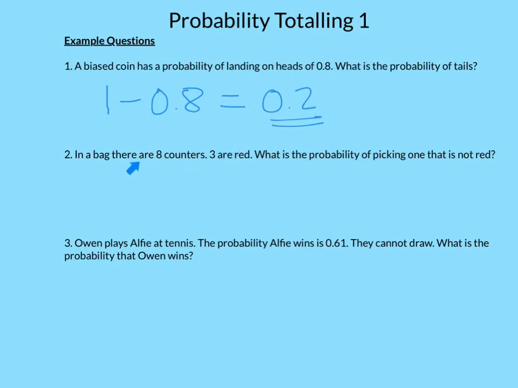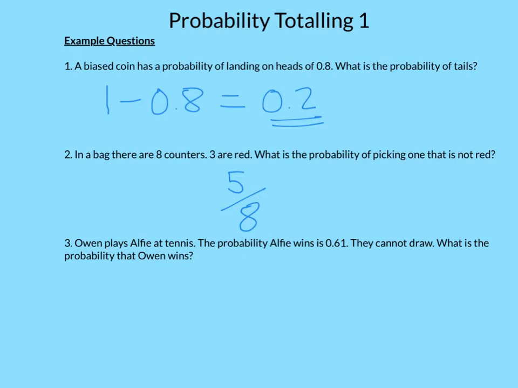Let's have a look at question 2, or example 2. I've got a bag of 8 counters. I'm going to pick one. I know 3 are red. What's the probability of picking one that is not red? Well, if 3 are red, then 5 are not red. So there's 5 not red out of 8 counters in total.